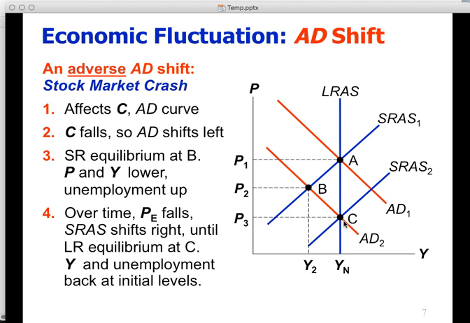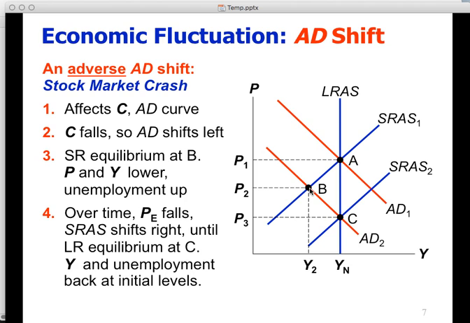We don't go from point A to point C, which would mean no change in output and just a reduction in prices. That can't happen immediately because prices and wages are sticky, and there are misperceptions about changes in prices. Instead, we move along the short run aggregate supply curve, from point A to point B. Prices do go down a bit, but they don't fully adjust to what's happened here. But then over time, the prices that are sticky become unsticky, wages become unsticky, and misperceptions are corrected.